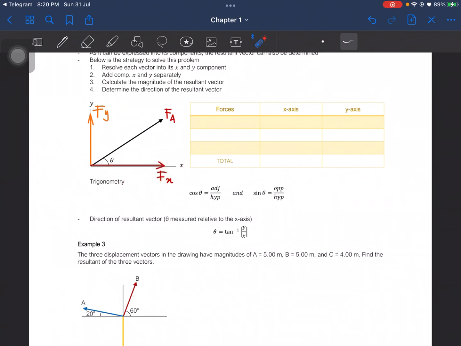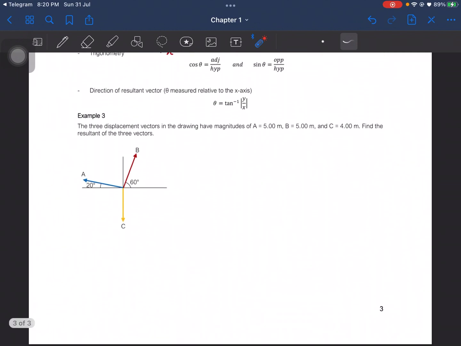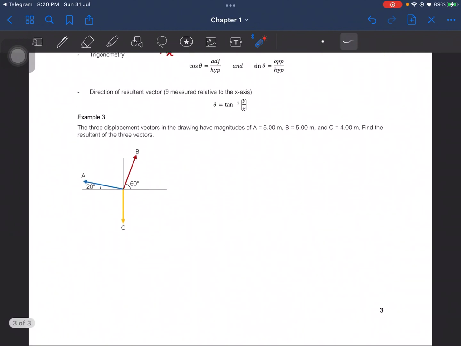All right, let's go on to example 3. This is a displacement vector. Displacement vectors, I'll label them as S. They have magnitudes of 5 meter, 5 meter, and 4 meter. We have to find the resultant of these 3 vectors.